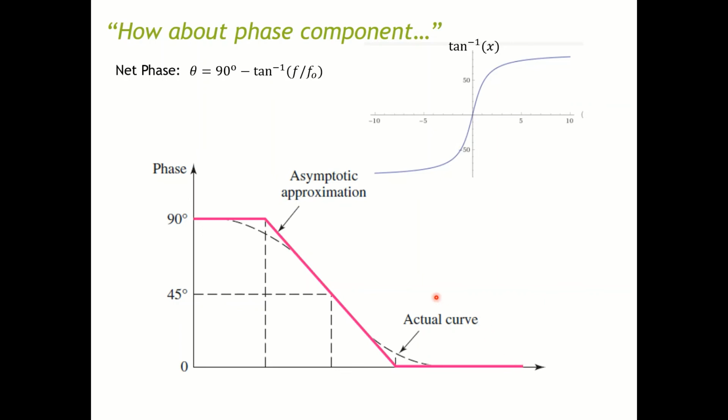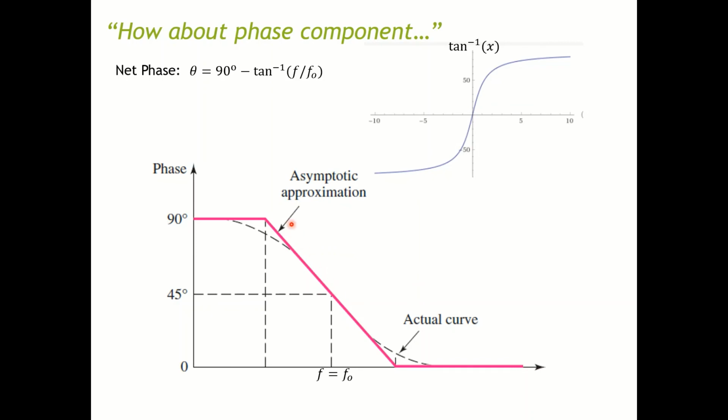How about at the corner frequency? What's going to happen? At the corner frequency, which is this point right here, the inverse tan becomes inverse tan of f naught over f naught, and f naught over f naught equals 1. So this whole chunk right here will go to 45 degrees. The inverse tan of f naught over f naught equals 1, which equals 45 degrees. So now you have this point here.